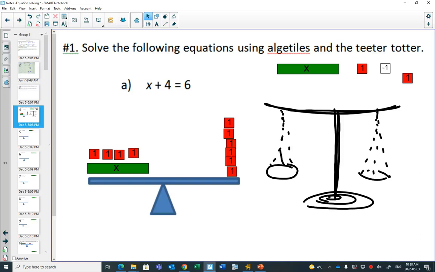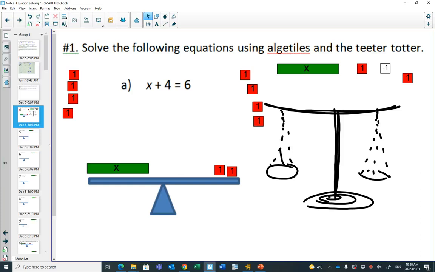What's this long green one? That's, in algetiles, your x. That's what you don't know. Now, if these two sides are equal, does it make sense that if I take one off of this side, I would have to take one off of this side? And it doesn't take very long. I'll take another one off of this side, another one off of this side, until I just get the x on this side. And how many are left on this side? 2. Now, you probably could have told me just by looking at the equation that x is equal to 2.